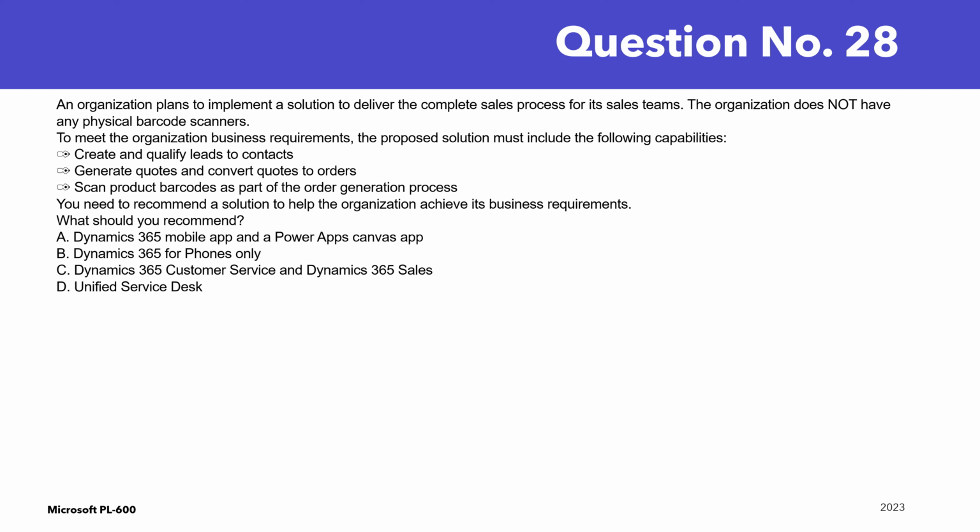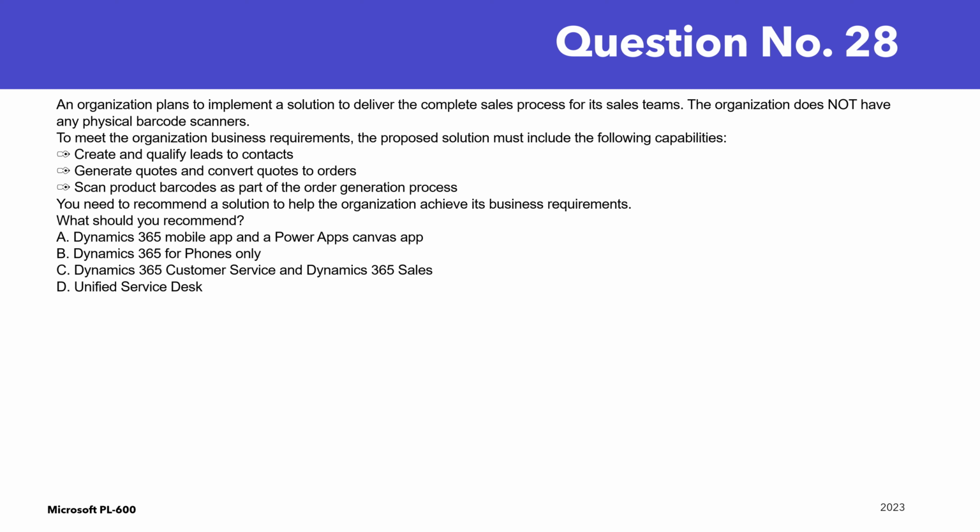An organization plans to implement a solution to deliver the complete sales process for its sales teams. The organization does not have any physical barcode scanners. To meet the organization's business requirements, the proposed solution must include the following capabilities: create and qualify leads to contacts, generate quotes and convert quotes to orders, scan product barcodes as part of the order generation process.